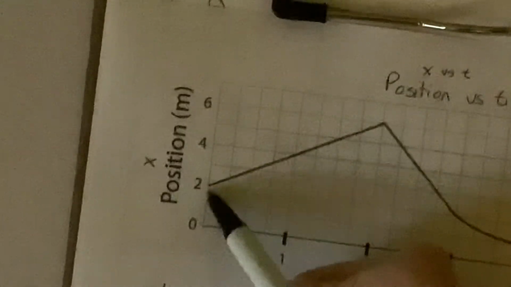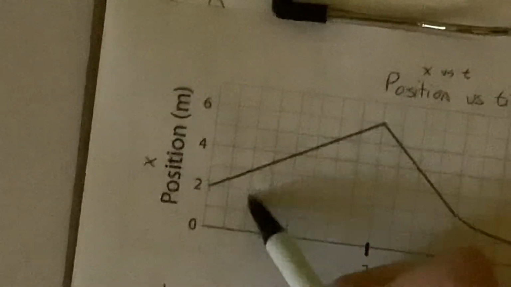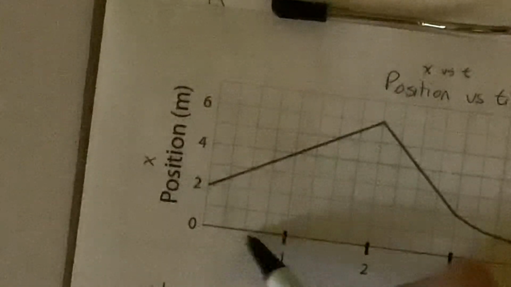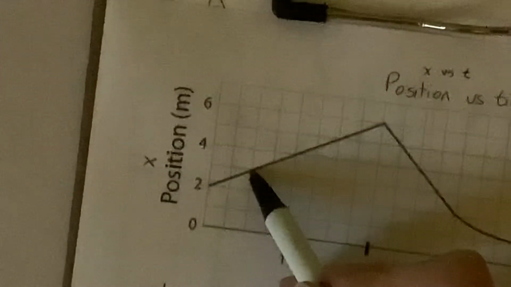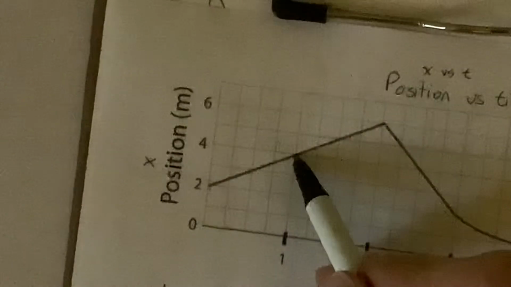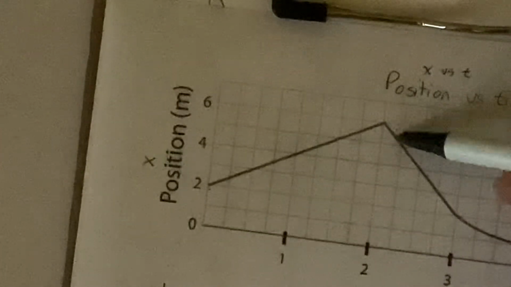So this is a good point because I can see it crosses these grid lines. That's 0, 2. That's a good point. It's halfway between 0 and 1, so that's 0.5. And it's halfway between 2 and 4, so that's just 3. Okay, there's another one and another one and another one. So where it crosses grid lines makes it easy to see.